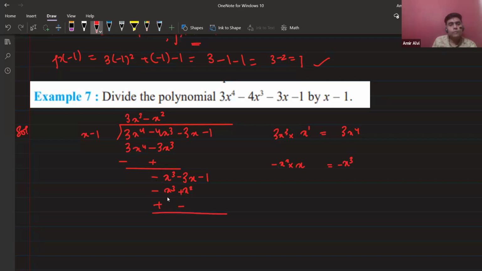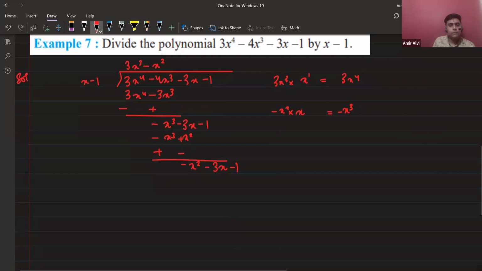Okay. X cube will be cancelled out. Minus of x cube and positive of x cube. Yes or no? Minus 4x. Now only x square is there. No other term is there to cancel out x square. So minus of x square will be written as it is. Minus 3x will be written as it is, and minus will also be written as it is. Clear? Any doubt in this? No. Sure? Yes. Okay.